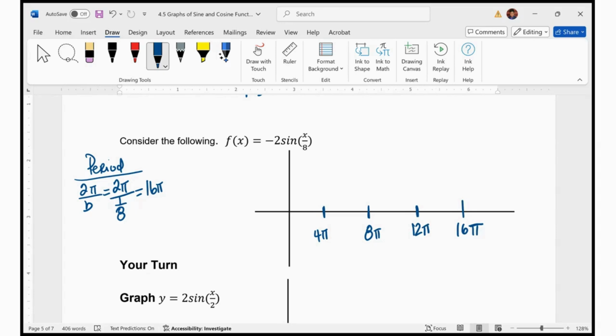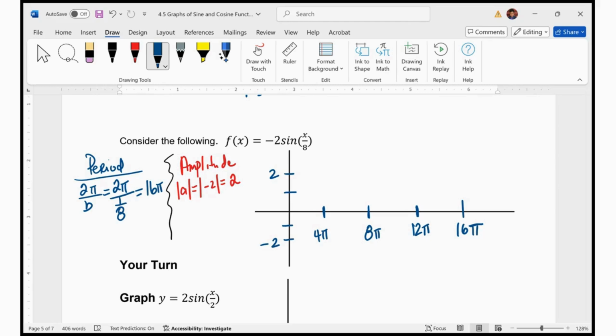Let's do the amplitude. That's the absolute value of A. Absolute value of what number? What is A? -2. So the absolute value would be 2. All right, so that's 2, and that's -2. Okay, doing good so far.